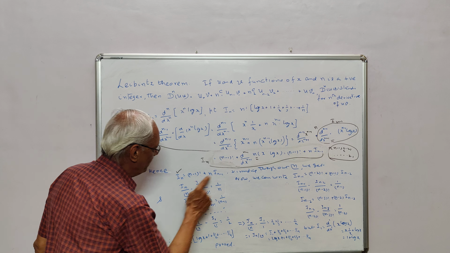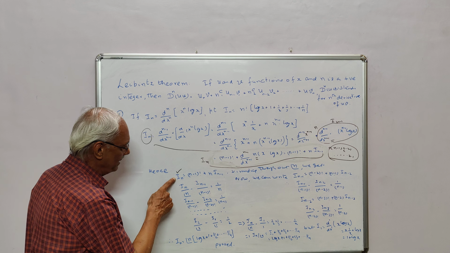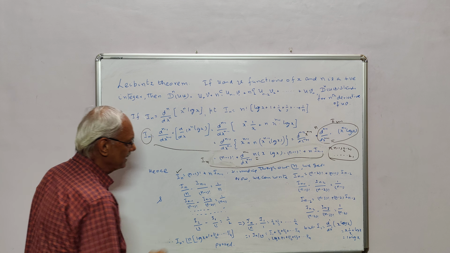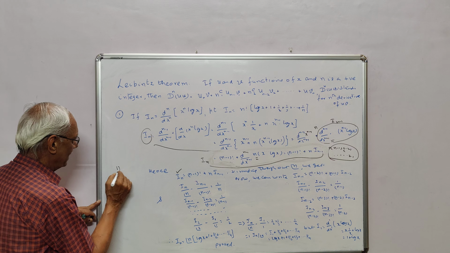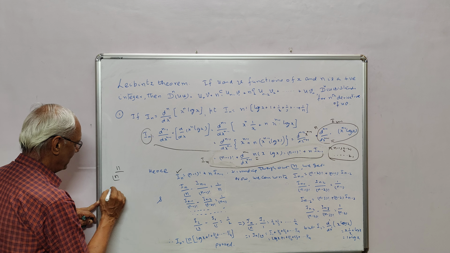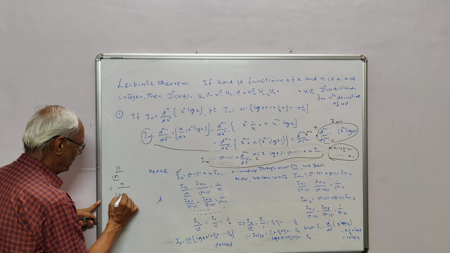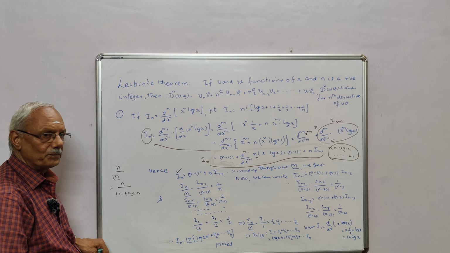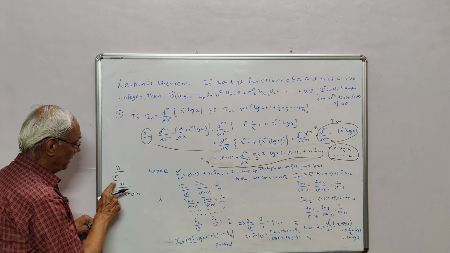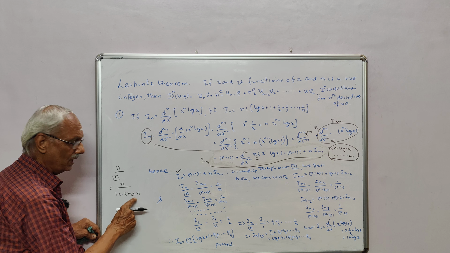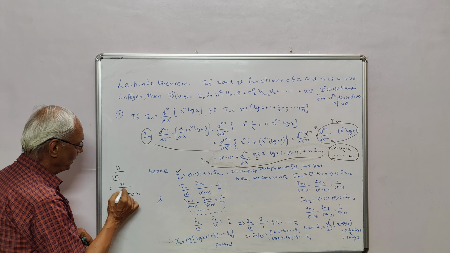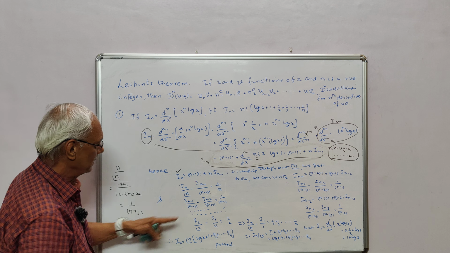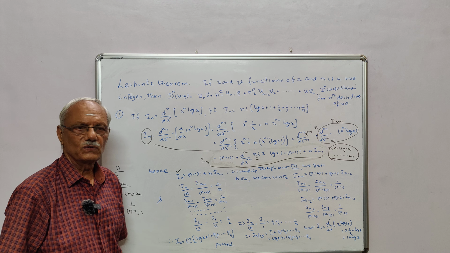Now, I will divide throughout by factorial n. When you divide by factorial n, coming to this, n divided by factorial n is nothing but n divided by 1 into 2 up to (n-1) into n. Factorial n means 1, 2 up to (n-1) into n. So this n and n will go off, giving you 1 by (n-1) factorial.